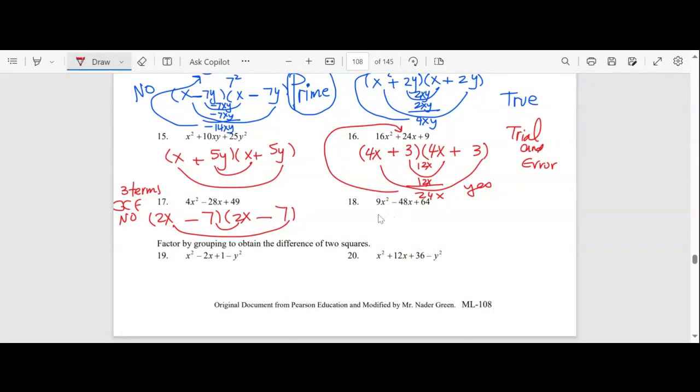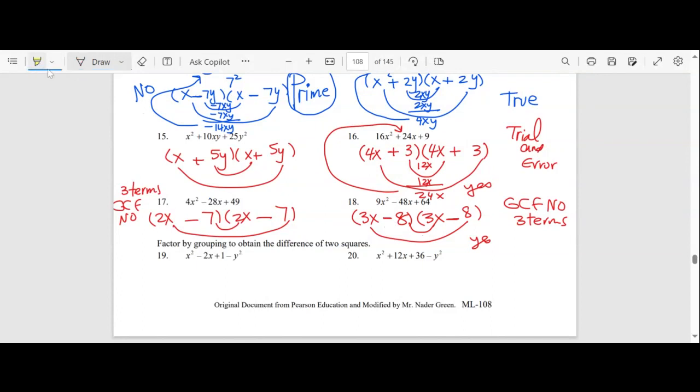Next one, number 18. 9x squared minus 48x plus 64. Do we have anything common here? Do we have GCF? No. How many terms do we have? 3. So we'll do trinomial factoring. Okay. 3x, 3x. 64 is 8 by 8. This together gives you how much? 24x. And this gives you 24x. Does their total give you 48? Yes. So this has to be minus and this has to be minus.